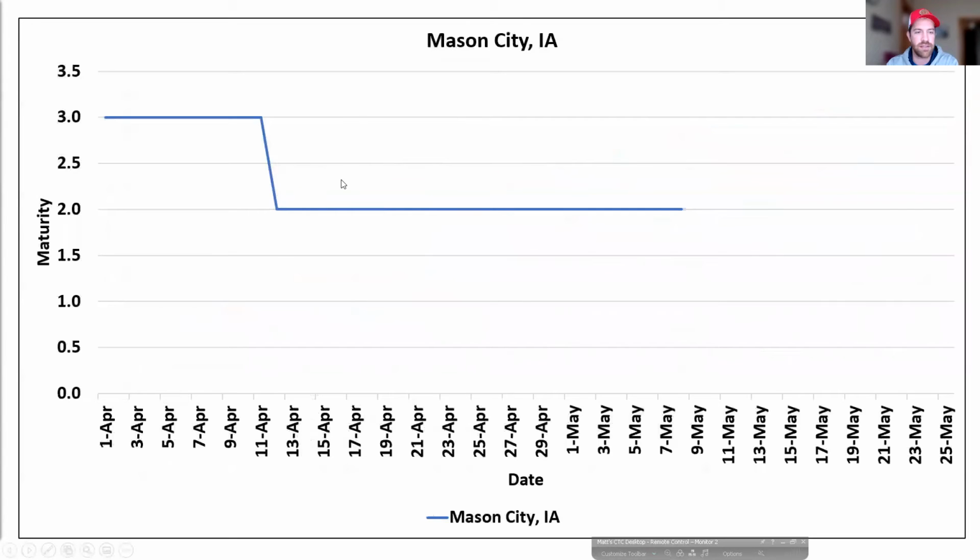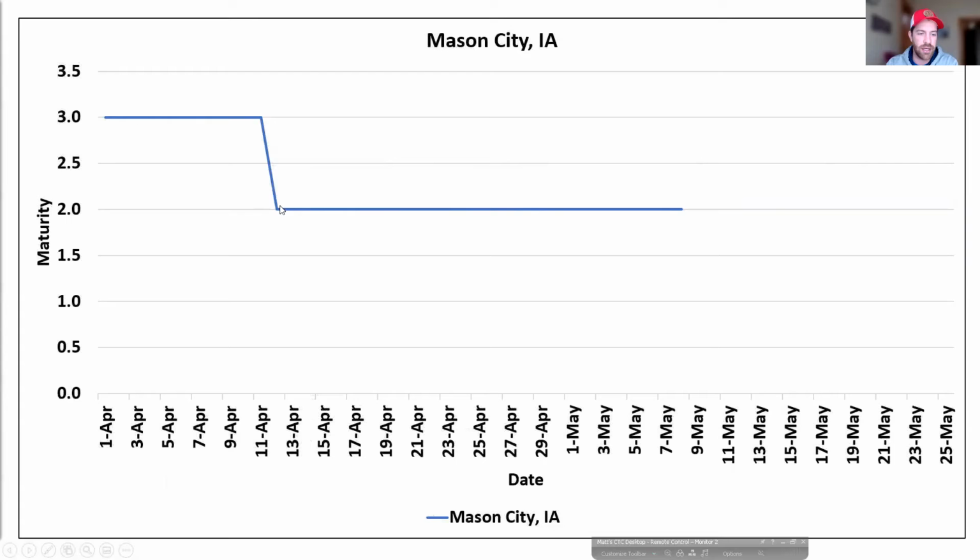So if we look at Mason City, Iowa, and the opportunity for a group 3 bean to flower before the solstice, it ends around the 10th of April. So we've got to have that planted by the 10th, 11th of April. If we don't get that done, we're going to be looking at flowers after the solstice. Drop down to a group 2 bean after that, and as long as we get the average temperatures, we can get that bean to flower before the solstice.